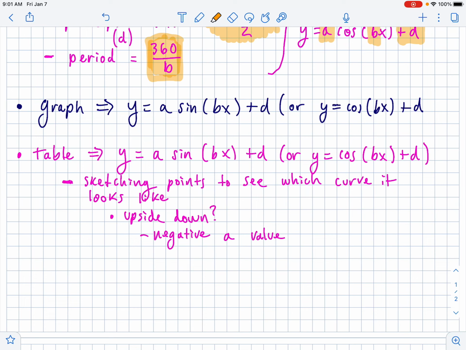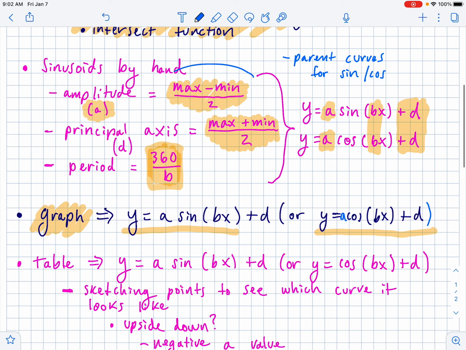The last section of this chapter, we were looking at taking real-world situations and translating them into sinusoids. So if you start with a graph, you should be able to take that graph and come up with either a y equals a sine bx plus d, or a y equals a cosine bx plus d. Using those same tricks up here, like the maximum and minimum, you can find the amplitude, the principal axis, and then you can find the b value if you know the period. You can set the period equal to 360 over b.